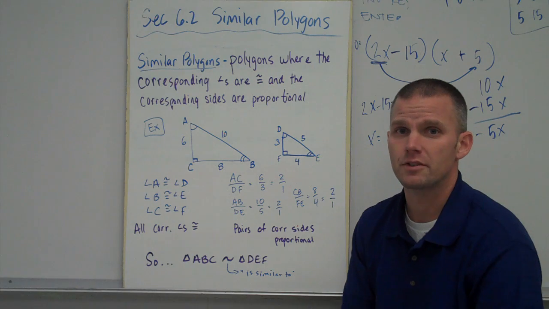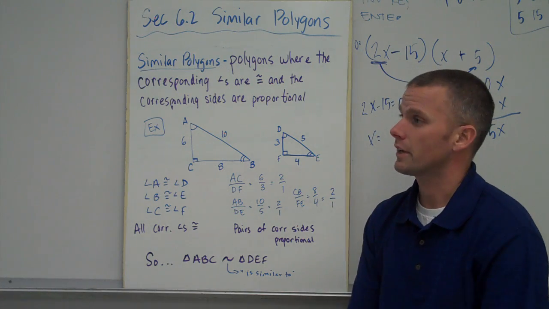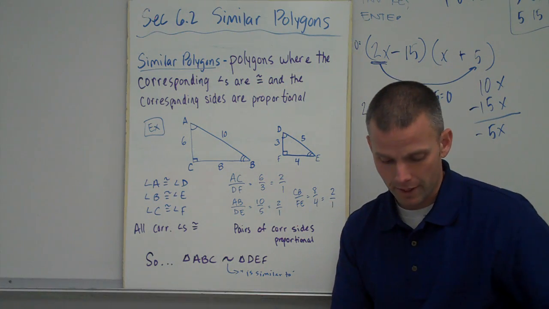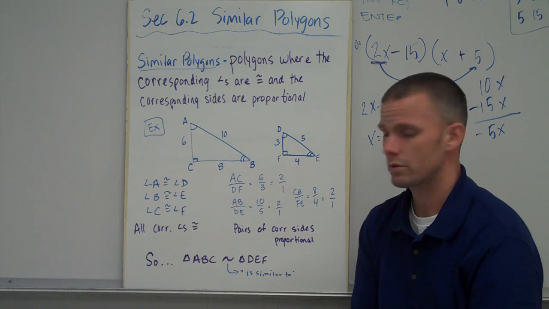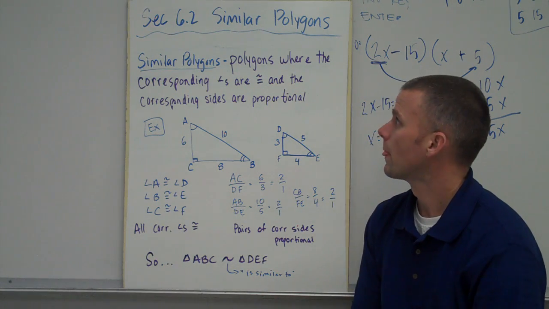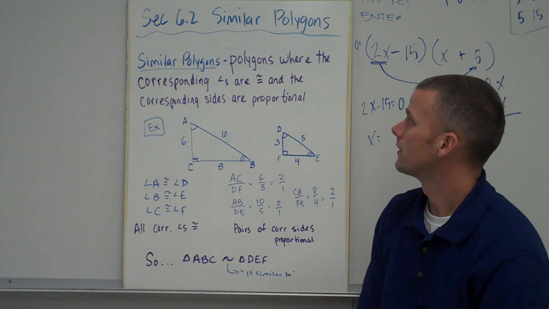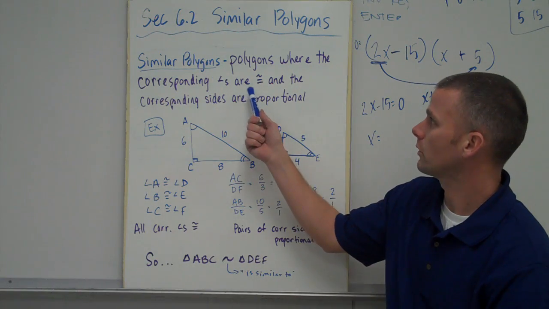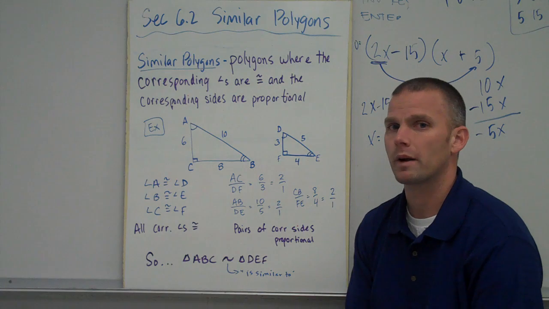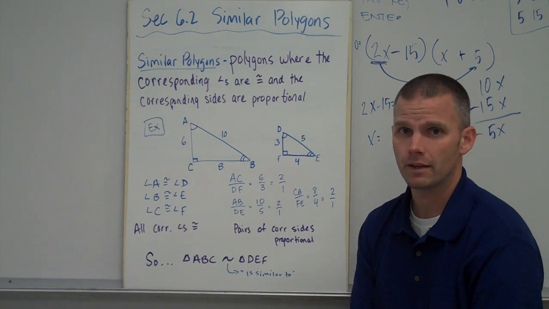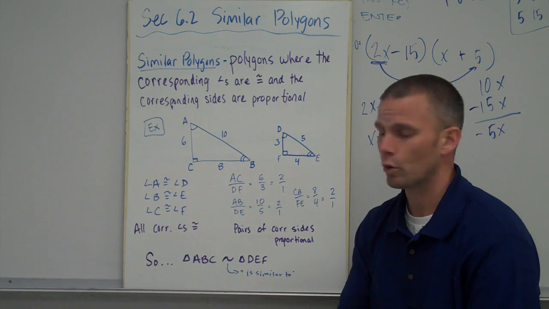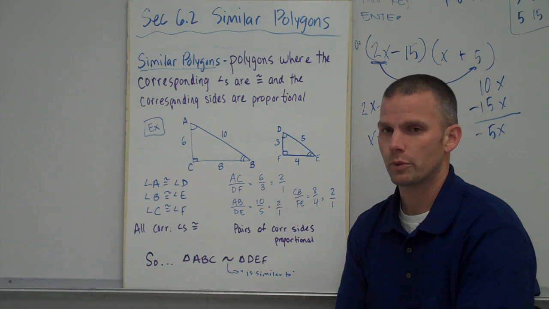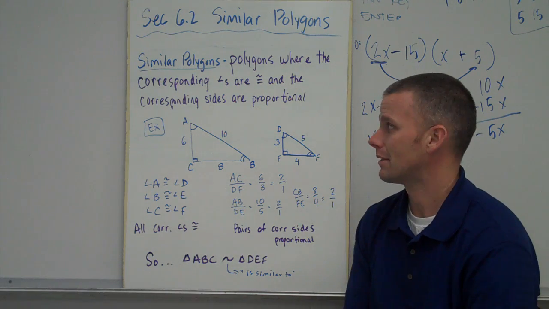6.2 on similar polygons. We started to get into our talk about similarity with polygons, and we'll focus a lot with triangles as we go through. So here we go. Similar polygons. They're polygons where the corresponding angles are congruent and the corresponding sides are proportional, meaning if I match up the sides that correspond with each other, each of those ratios should work out to be the exact same thing.